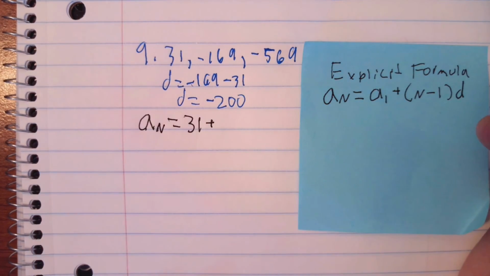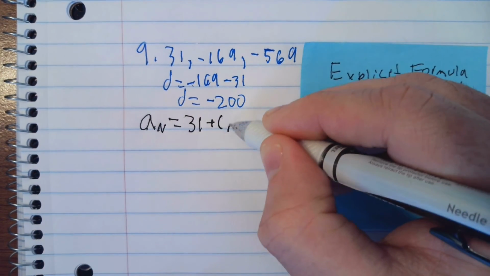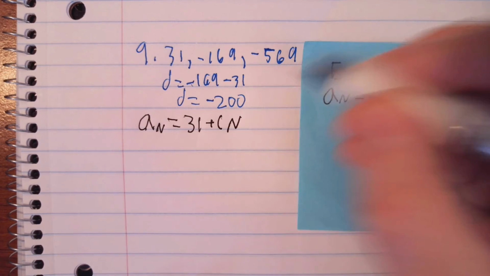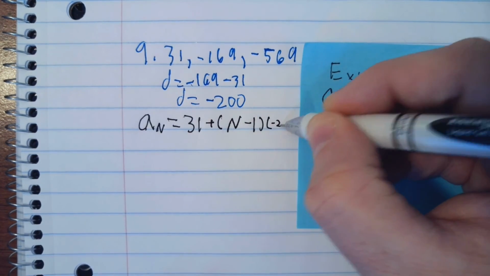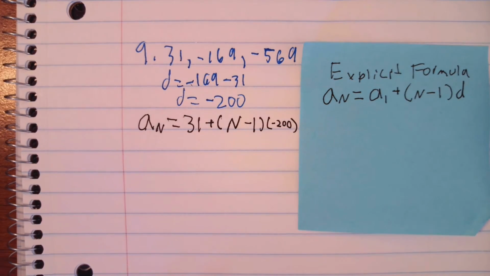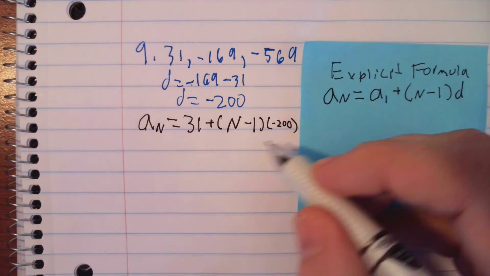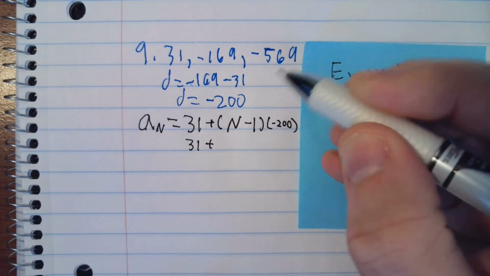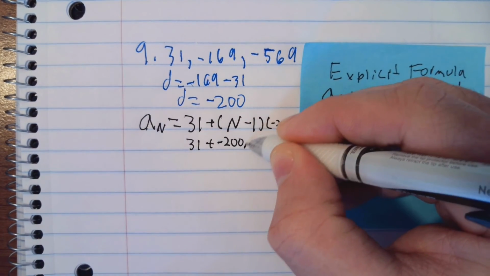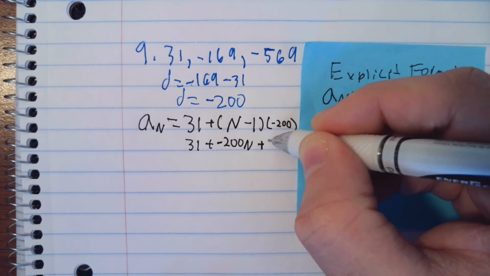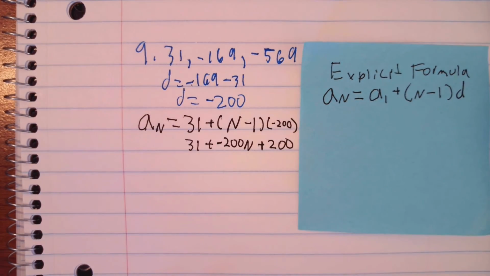Plus parentheses n minus 1 times negative 200. Okay, well that's ugly. Let's get rid of these parentheses. So we got 31 plus negative 200n plus 200. Okay, now I'm going to combine like terms.